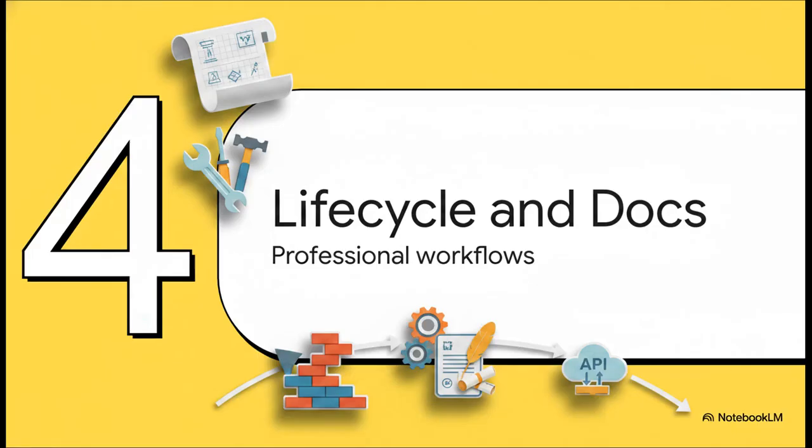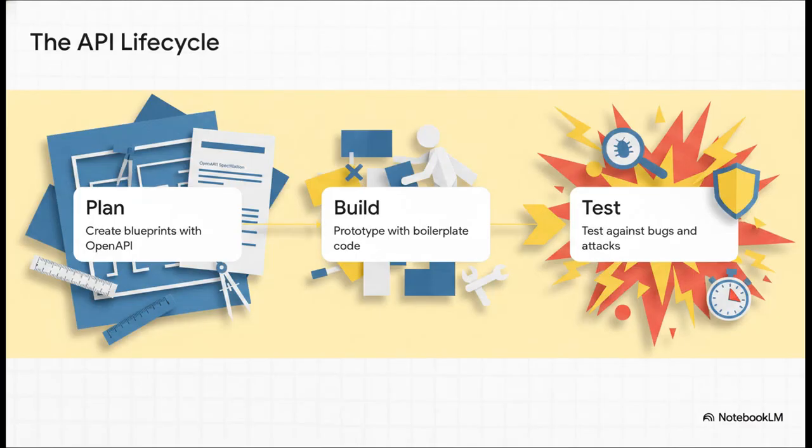Section 4. The API Lifecycle and Docs, Professional Workflows. Okay, building an API isn't just opening a laptop and writing code. It follows a strict professional lifecycle. Step 1 is planning. Advanced teams don't just jump into coding. They map out blueprints using standards like the OpenAPI spec to make sure they hit all enterprise requirements first. Step 2 is building, where designers prototype the API using boilerplate code. And Step 3 is testing. And let me tell you, this is absolutely mandatory. You have to strength test against bugs and cyber attacks before a single endpoint ever goes live.